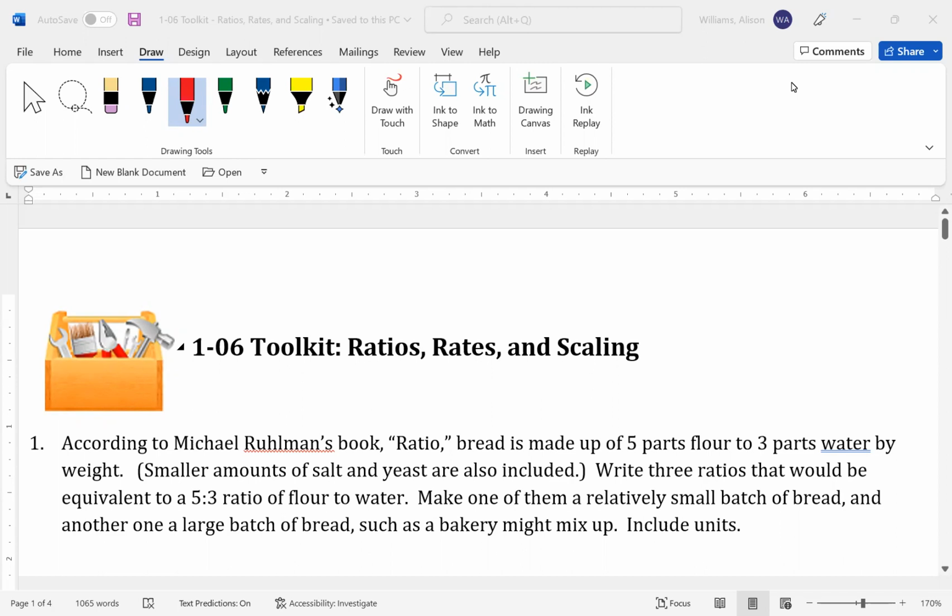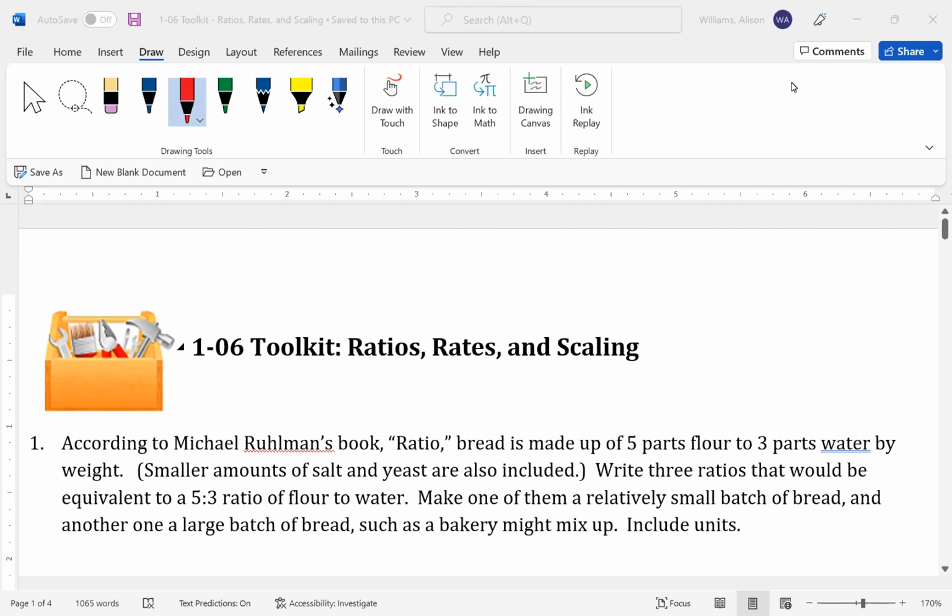of 5 parts flour to 3 parts water, and that's a weight comparison. A lot of baking is done by weight. So let's write 3 ratios that would be equivalent to a 5/3 ratio of flour to water. Let's do a small batch, maybe a large batch, and let's include units.